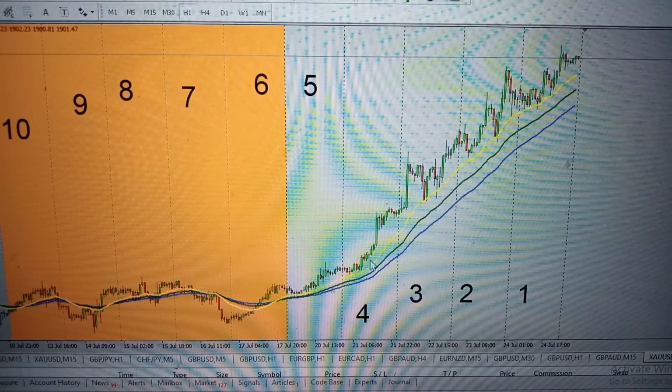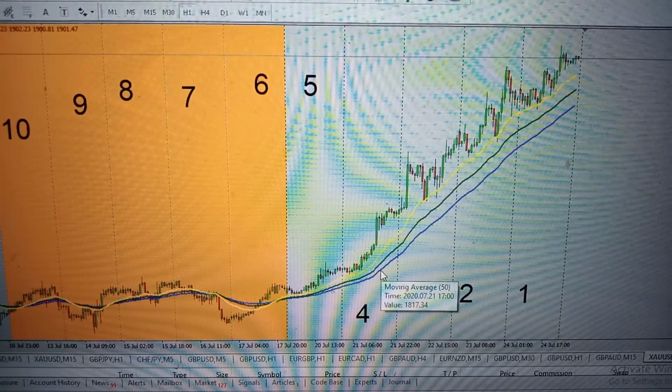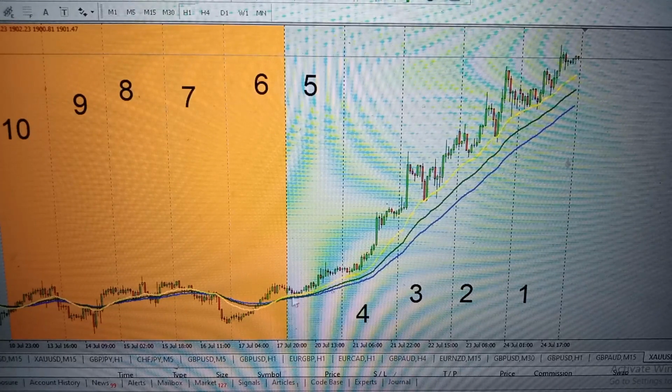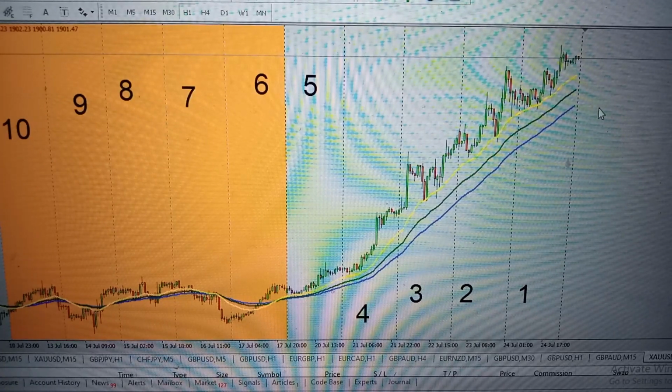Okay. Now the idea surrounding the moving averages is, as the yellow moving average crosses above the green and the blue moving averages, you have a buy. But if the yellow moving average crosses down through the two other moving averages, you have a sell.